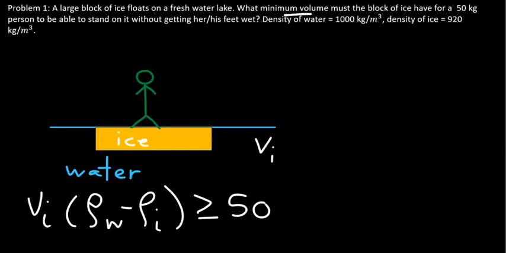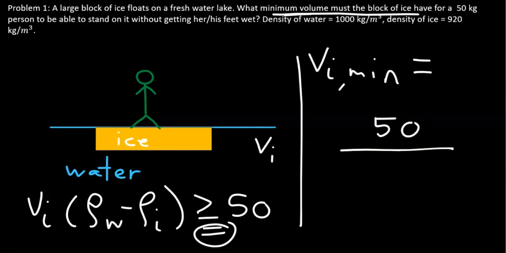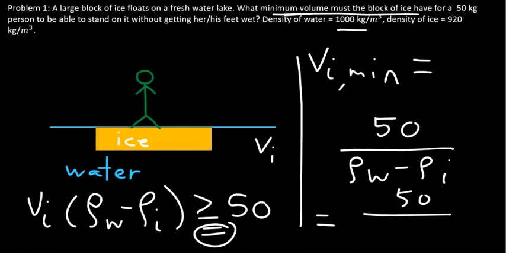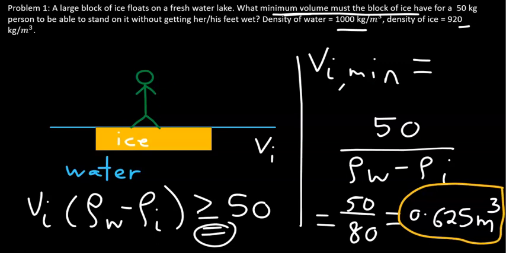Since we are interested in minimum volume the block should have, we can simply take the equality part of this inequality and write the minimum volume is quite simply 50 over the density of water minus the density of ice. So the density of water is 1000, the density of ice is 920, 1000 minus 920 is 80, which is 0.625 cubic meter. So that is the minimum volume the ice should have, and that solves the problem.